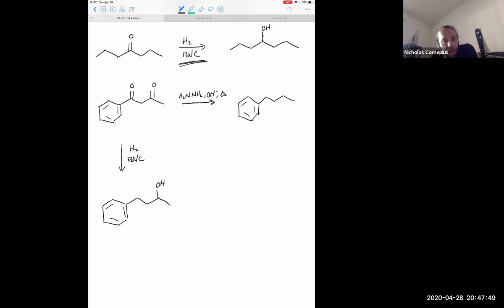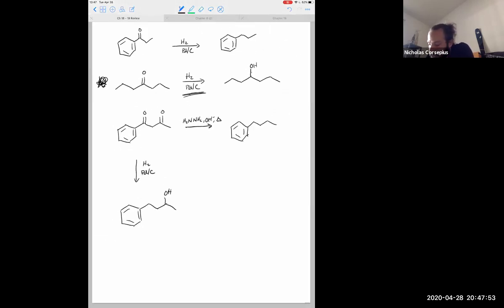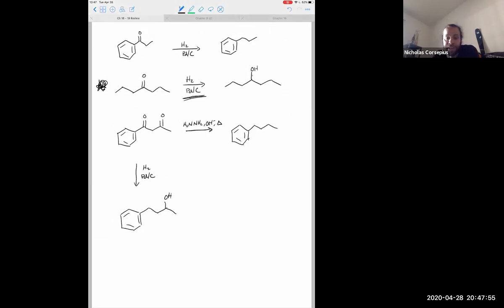All right, so these are just two reduction techniques that we learned. Because it is a difference with this palladium catalyst from what we have seen thus far, I wanted to make sure to bring that to everybody's attention.